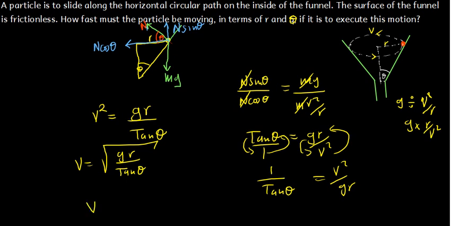We can as well say this is the square root of gr times, because we know that 1 over tan theta is cot theta. So that is the same thing.